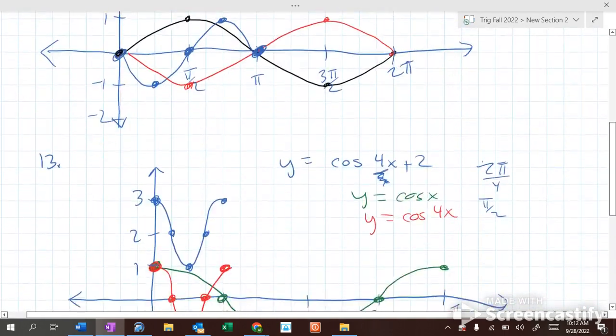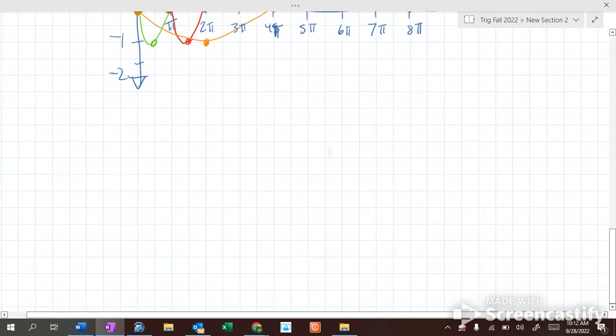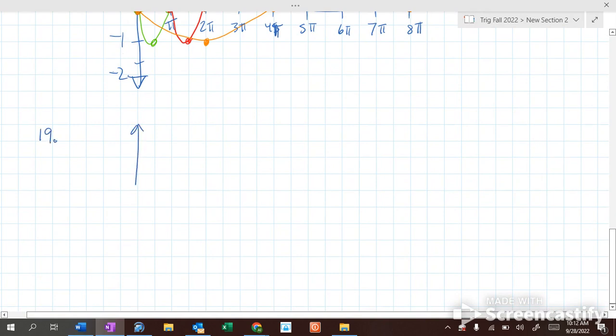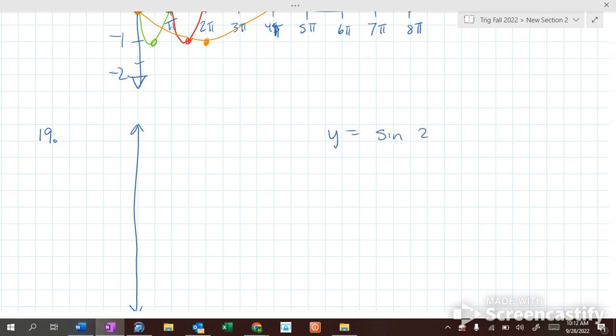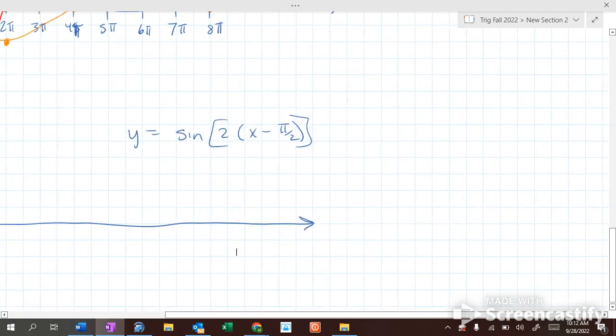Okay, so that was 9 through 15. Then we skipped 17 and went to 19. 19. Y equals what on 19, Cameron? It looks something like that. Okay, I see the 2.